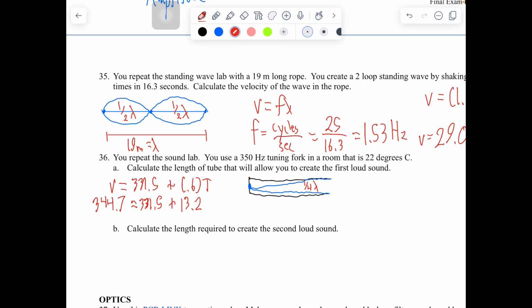What this means, this length of pipe is a quarter of a wavelength. So if we can find out what a wavelength would be, given the frequency of the tuning fork, given the temperature in the room, then we know how long the pipe must be to make this first sound. So, again, velocity is frequency times wavelength. We want to solve for that wavelength.